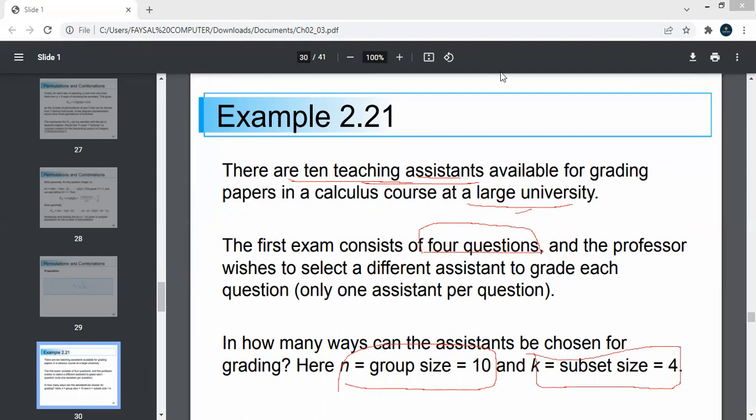So we have 2 things to note. First, it is n. N is the group size, which equals 10, and second is k, which is the subset size, equals 4. So these are the values we need.